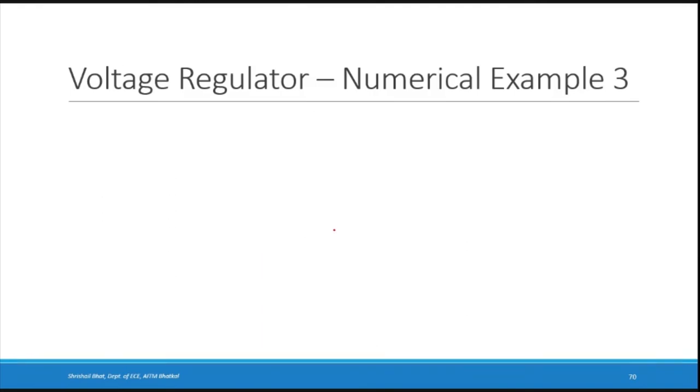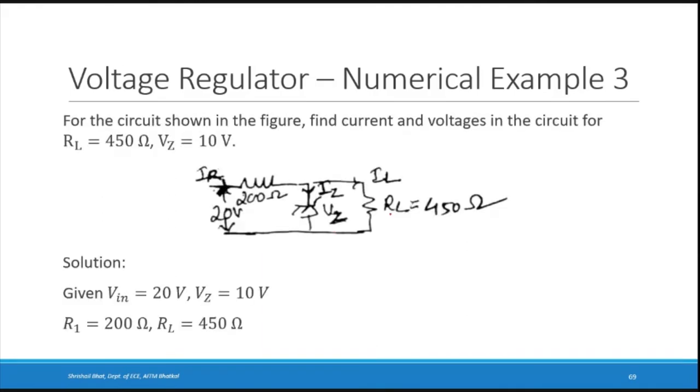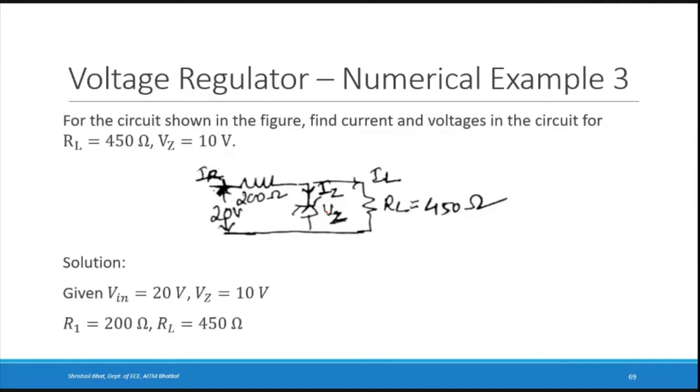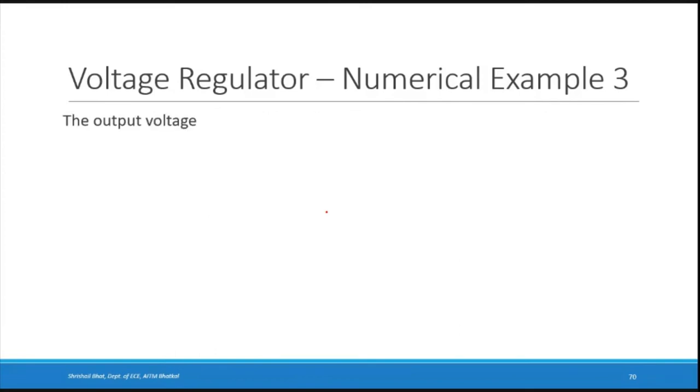See, the output voltage you can just find: output voltage is equal to Vz because it is measured across the Zener voltage. The load is parallel to the Zener diode, so it is the same as Vz. So output voltage V0 is equal to Vz, that is equal to 10 volts because Vz is given as 10 volts. So you can say output voltage is equal to 10 volts.